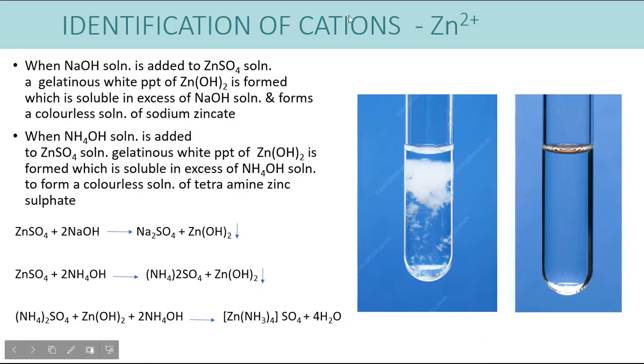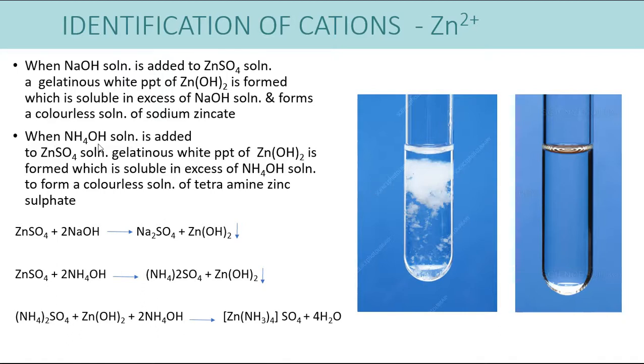Then the next ion is the zinc ion, Zn2+ ion. So when sodium hydroxide solution is added to zinc sulfate solution, a gelatinous white precipitate of zinc hydroxide is formed, which is soluble in excess of sodium hydroxide. You can see it dissolves in excess of sodium hydroxide solution and forms a colorless solution of sodium zincate.